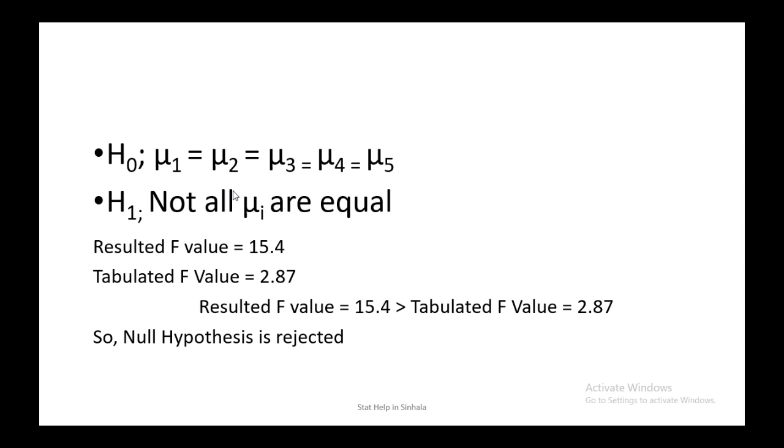If we have rejected the null hypothesis, we can say that at least the mean values of two treatments are significantly different. Now we have to find out which means are different. In that case, there are several procedures that could be followed to find that out. I will explain those mean separation procedures in another video.